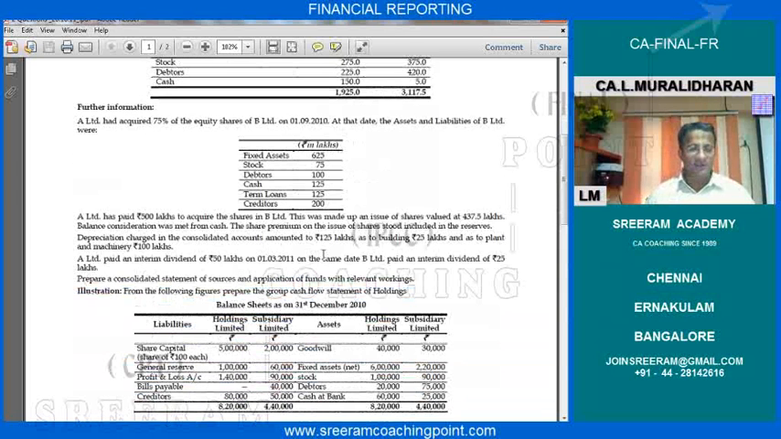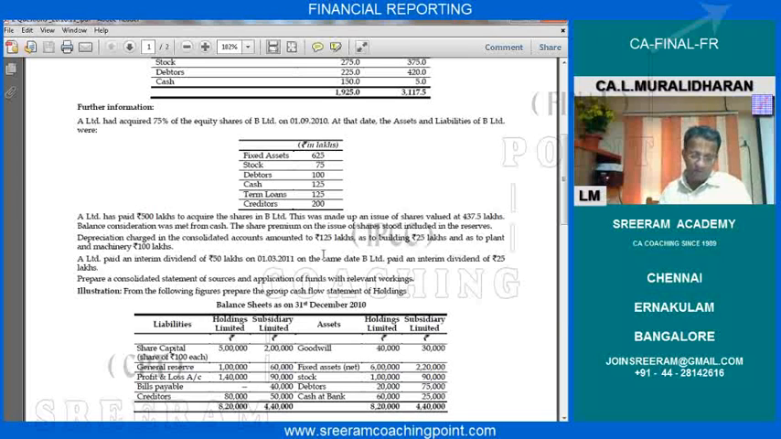At that date, information is given regarding the net assets of the subsidiary company. A Limited, the parent, paid 500 lakhs to acquire 75% of the capital in B Limited. This was made up by way of issue of shares valued at 437.5 lakhs. The balance was paid in cash. The security premium on the issue of shares stood included in the reserves. Depreciation charge in consolidated accounts amounted to 125 lakhs: building 25 and plant and machinery 100 lakhs.